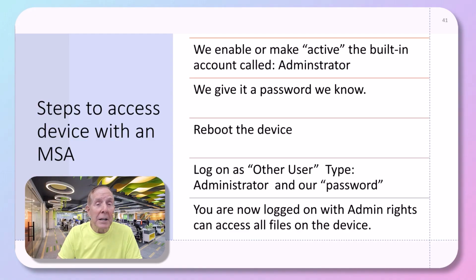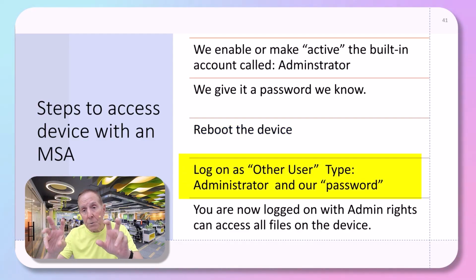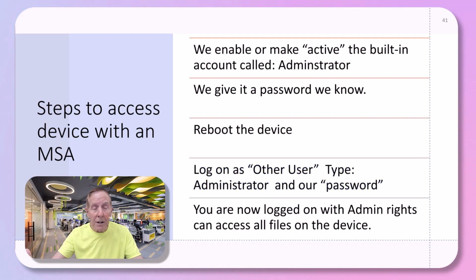We're going to enable a secret account that's on the PC called administrator. That's the name of the user. It's generally disabled. We're going to give it a password that we know, and then we're going to reboot the system, and then we're going to log on with the administrator and the new password, and you'll have access to files and folders. But we won't be able to impersonate any user on that PC. You'll have access to files and folders, but that's all.